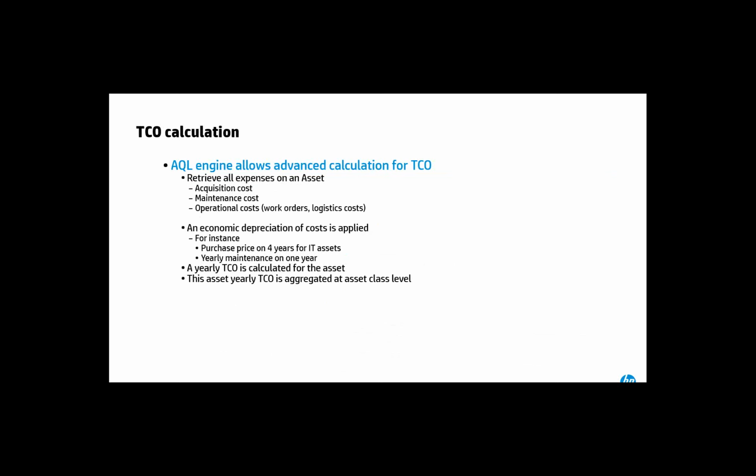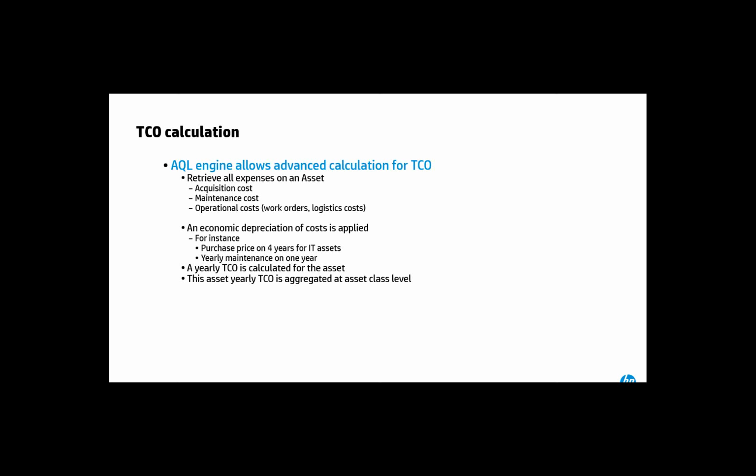So this is allowing us to retrieve all the expenses for the asset, right? The acquisition costs, the maintenance costs, operational costs. This could be, you could outsource to a third party to do updates to your servers. So all these costs can be brought in and rolled up to the top. And then also we take into effect the depreciation costs if they need to be applied.